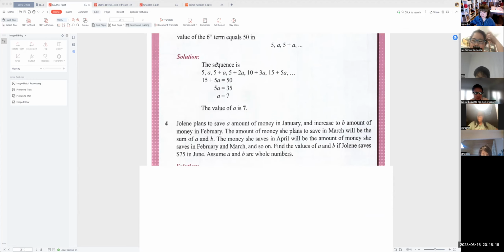Okay, so Ethan, take a look at this one. Jolene plans to save A amount of money in January and increase to B amount of money in February. The amount of money she plans to save in March will be the sum of A and B. And obviously, it's a Fibonacci sequence. The money she saves in April will be the amount of money she saved in February and March, and so on. Find the values of A and B if she saves $75 in June. Okay, your turn.